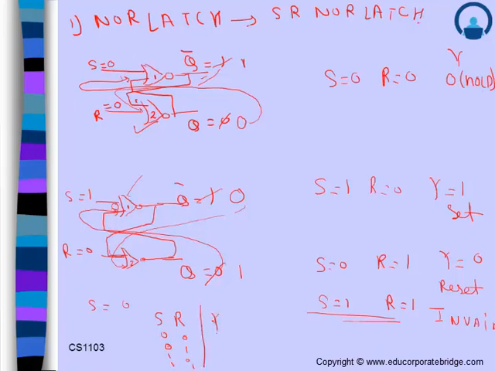Output Y will be 0 0 gives 0, or the previous value of memory, called the hold state. 0 1 gives 0, called the reset state. 1 0 gives 1, which is called set, and 1 1 is invalid. Similarly, let's study the working of the latch.